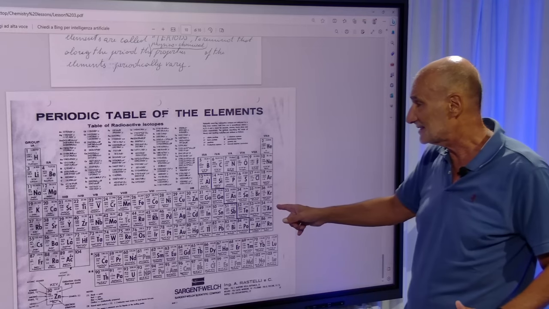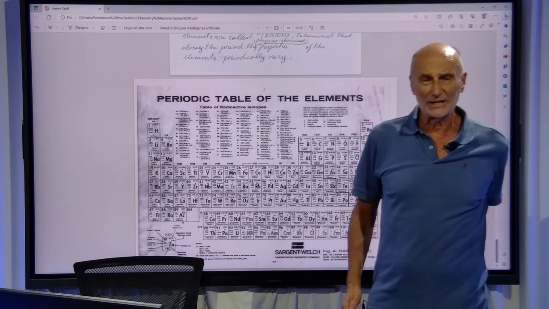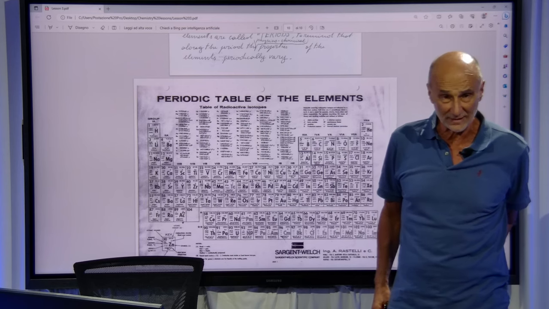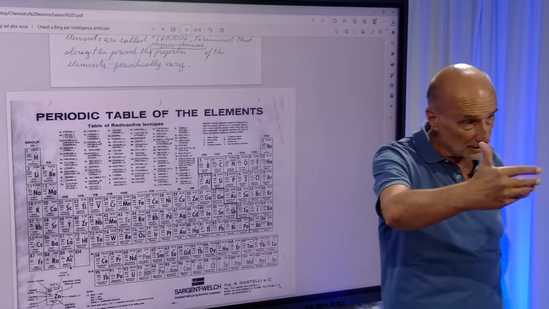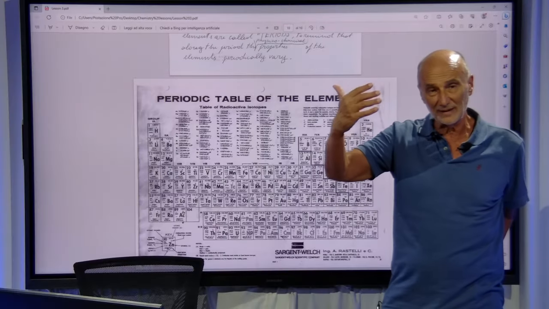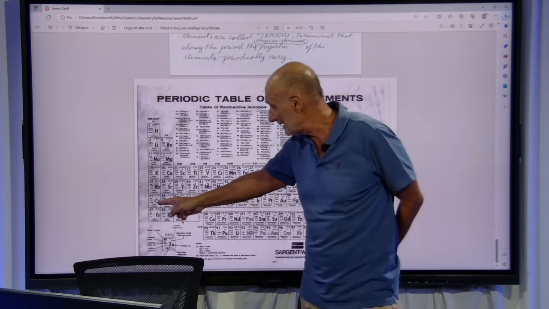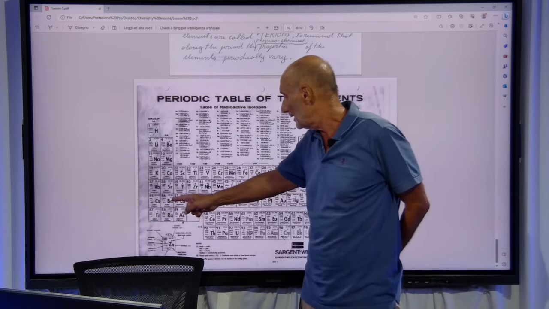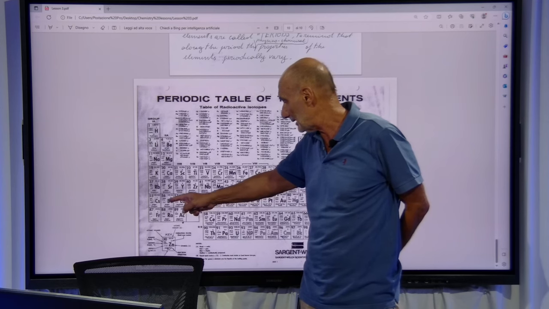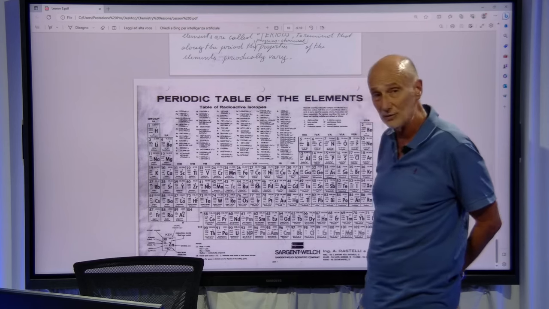Okay? After xenon, if we see the energetic scheme that we saw in the last lesson, after the 5s, the following energetic level that is filled is the 6s. So we have 1 electron in 6s1, and we have cesium. Then we have another electron in the 6s2, and we have barium.